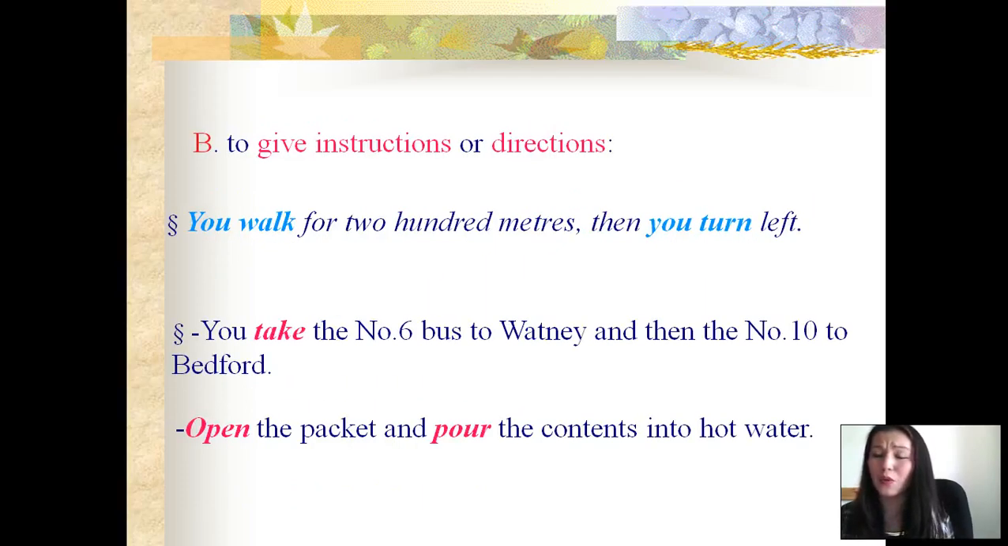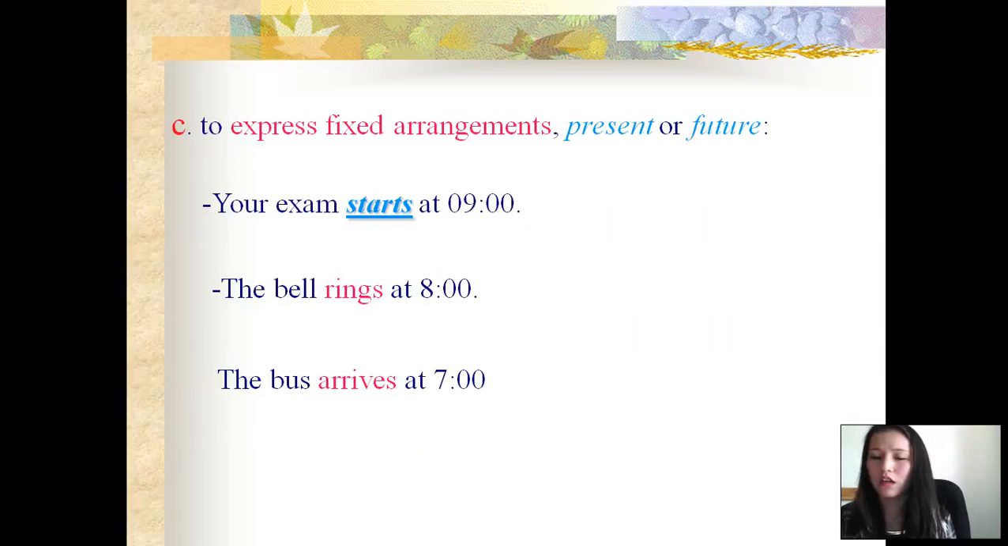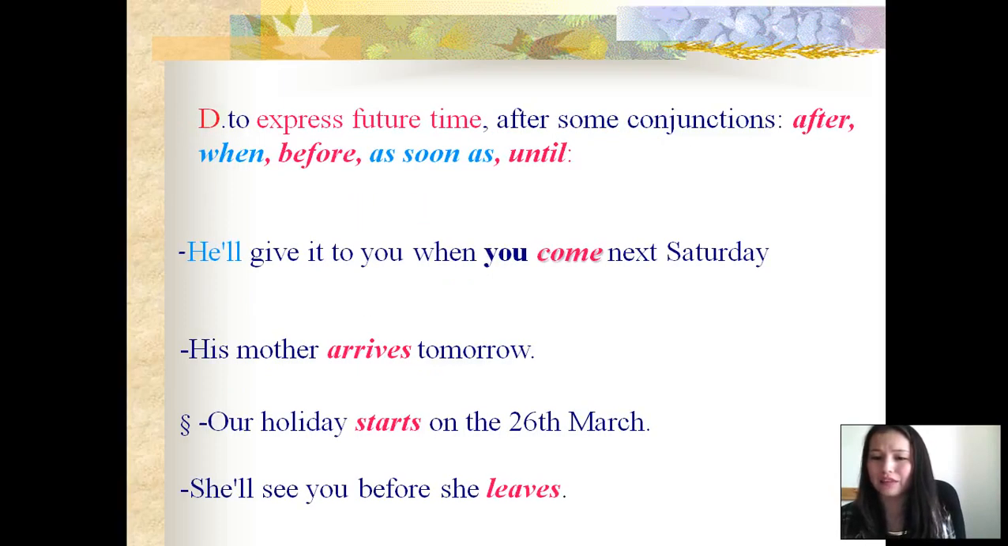To give instructions or directions, in this way we also use the present simple. For example, you walk for 200 meters, then turn left. It is giving direction. You take the number 6 bus to Whitney and then the number 10 to Bedford. Open the packet and pour the contents into the hot water. And the last one is to express fixed arrangements, present or future. For example, we can say your exam starts at 9 o'clock. The bell rings at 8. The bus arrives at 7.